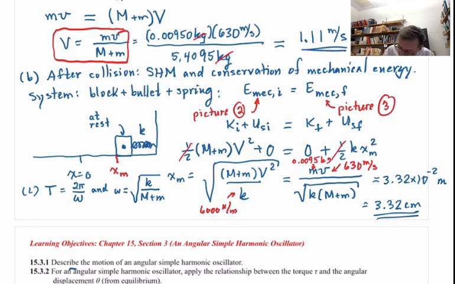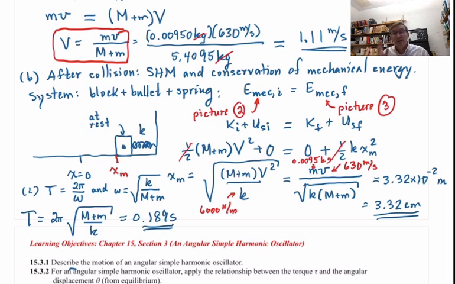So I'm going to plug that expression in for the omega in the period formula, and I get this expression for the period: 2 pi times the square root of big M plus little m all over the spring constant, K. And then you plug in numbers. You plug in big M, little m, K. Don't forget the 2 pi out front. You get a period of 0.189 seconds. Very short period because the spring is very stiff, so it oscillates very fast. Okay?